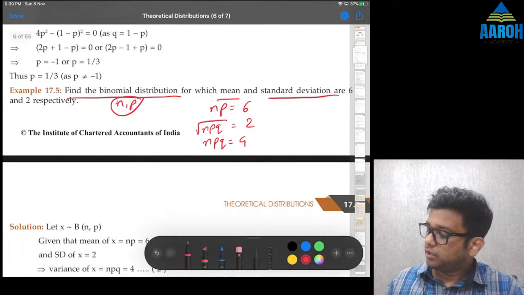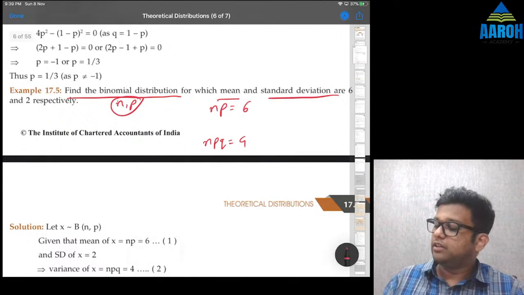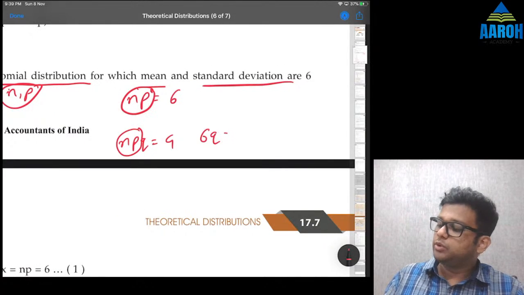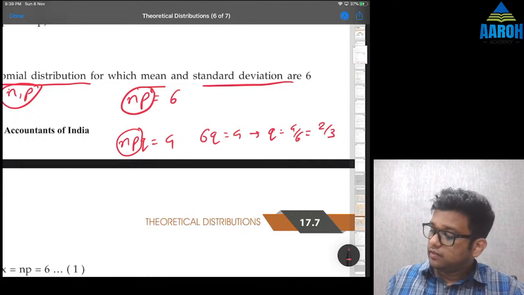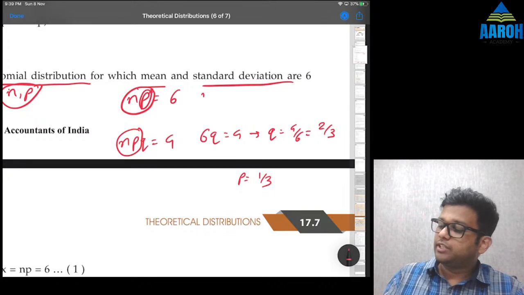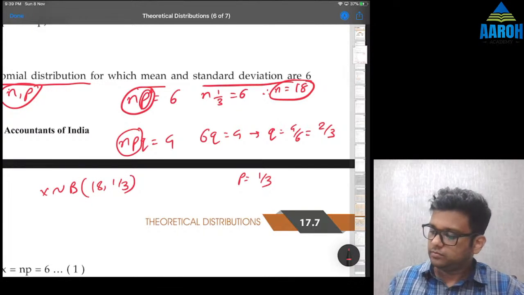Now let me erase this root npq. Since we have np and npq, that is very easy to solve, right? Because np is 6, let's put np as 6. That means 6q is equal to 4. That means q is equal to 4 by 6, which is 2 by 3. If q is 2 by 3, that means p is 1 by 3. And then we can put p here as 1 by 3. So n into 1 by 3 is equal to 6. That means n is equal to 6 into 3, 18. So the binomial distribution is 18, 1 by 3.